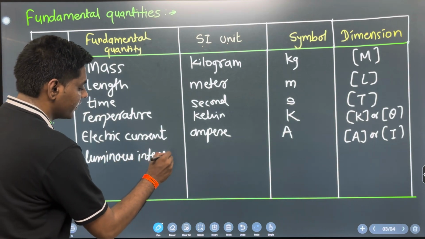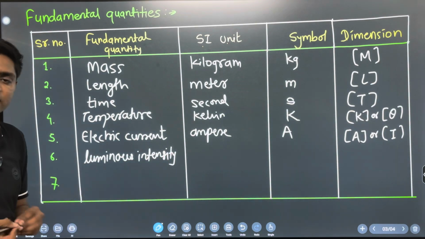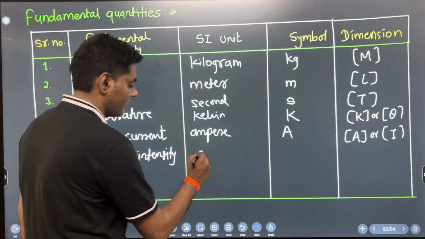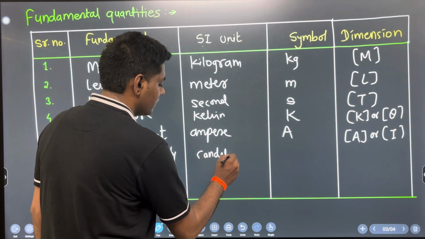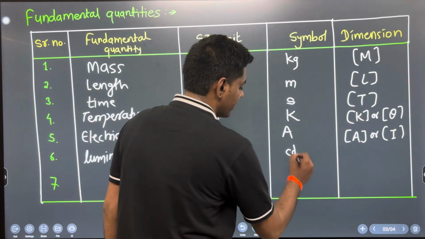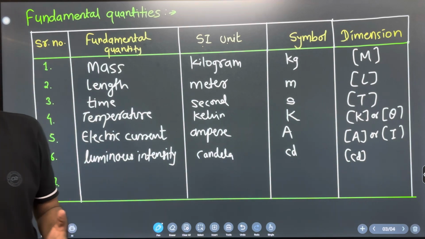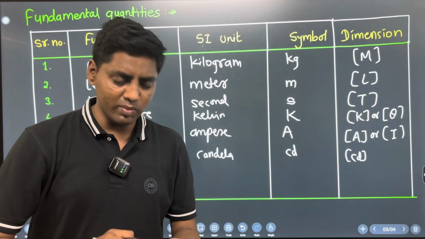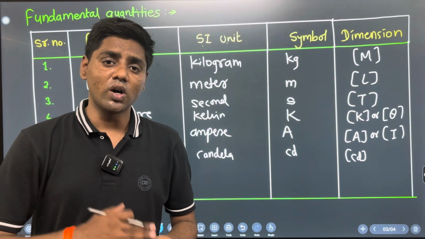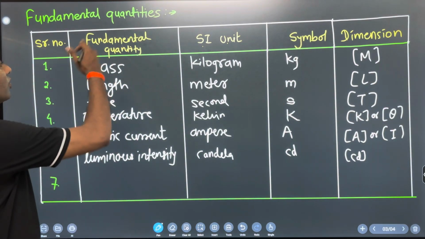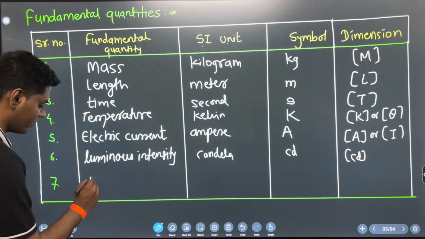Luminous intensity. So remember that the SI unit of luminous intensity is candela. Having SI unit is cd, and the dimension is cd. So what is luminous intensity? बहुत easy है. कोई भी एक surface पे how much amount of light is present, now it is called luminous intensity. Last or most important fundamental quantity is amount of substance.